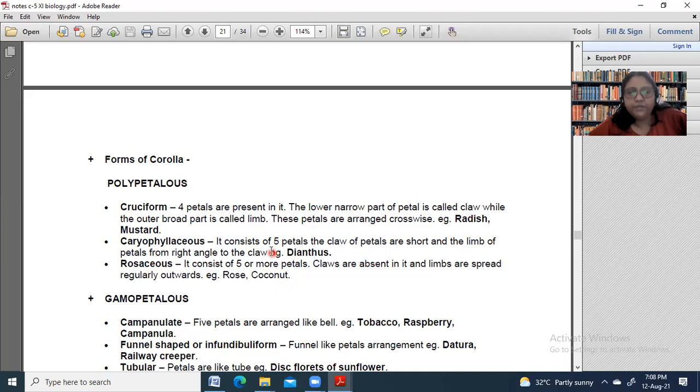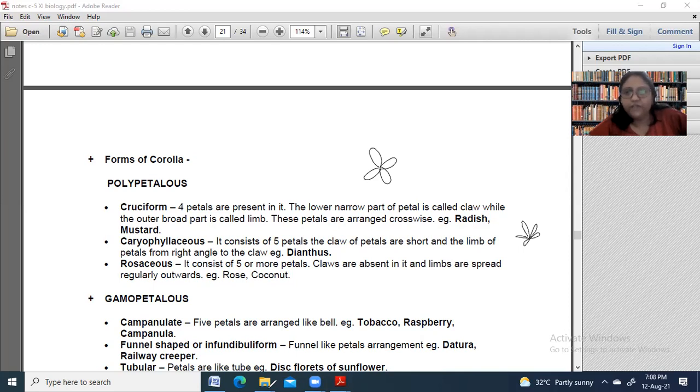Cruciform polypetalous flowers are flowers where 4 petals are present, so they will look like this, and we call them cruciform. Next is caryophyllaceous. This will look as if they are claws of an animal. And rosaceous, they have more than 5 petals and they don't have claw-like structures, like in the case of rose.